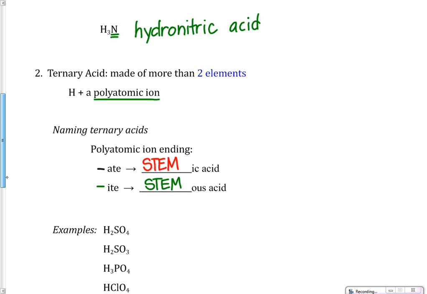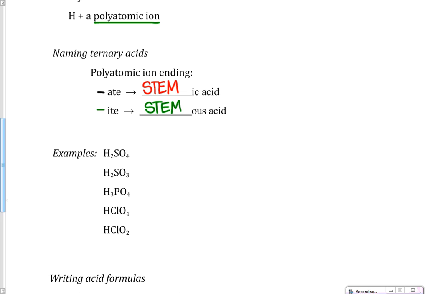The formulas of these acids, you can tell, are bigger than the binary acids. All of these have polyatomic ions in them. A good habit for learning how to name these is to go through and underline the polyatomic ion, then look up on your pink sheet what the name of that polyatomic ion is. SO4 is called sulfate, so I'm going to take off the ate and change it to ic. Most students will say sulfic, but the correct way of saying that is sulfuric acid.